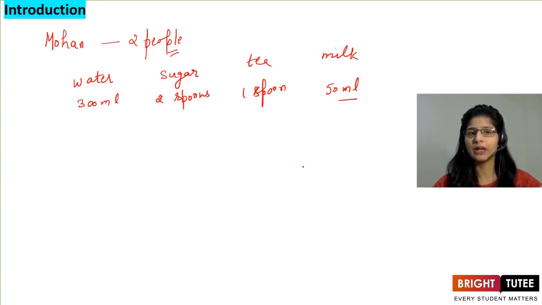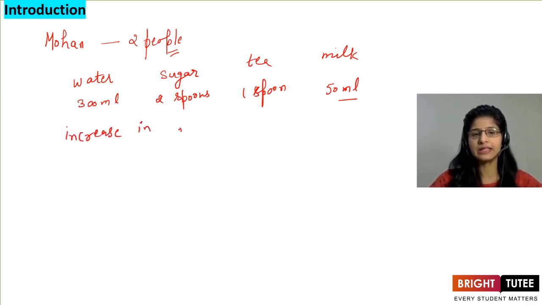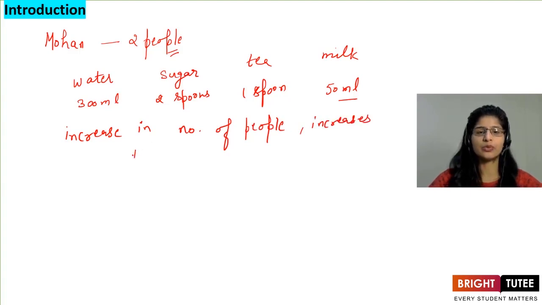Increasing the number of people, will the amount of water, sugar, tea, milk increase? Just think about it. To make 5 cups of tea, will he increase the amount of the ingredients that he is using for making the tea? Yes, definitely. That means an increase in the number of people increases the amount, or we say quantity.